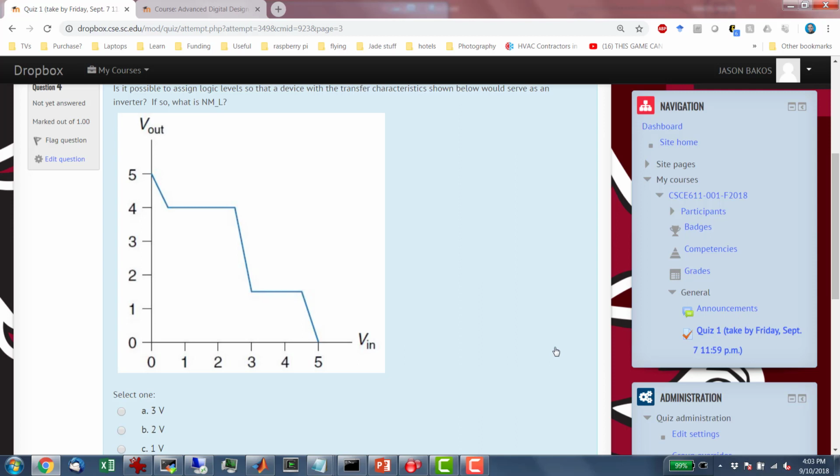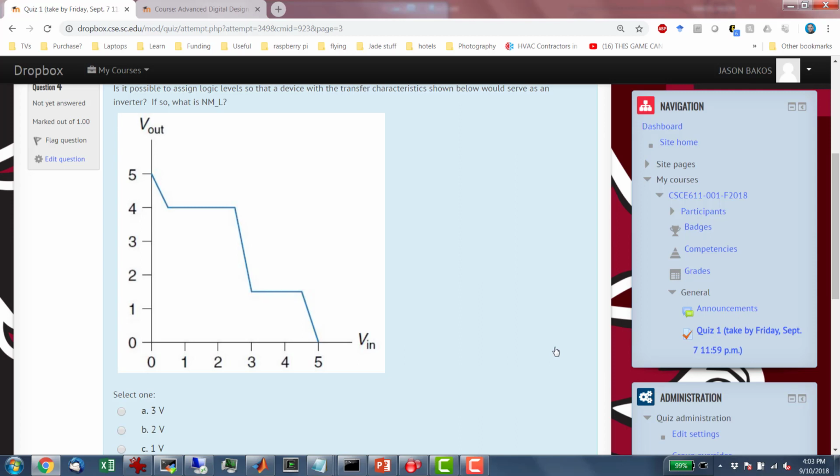Oh, no, sorry. I'm looking at high. Let me step back here a second. We're looking at low here, right? It's asking for the noise margin low. So a low input voltage is anything below 2.5, because that's where it spikes down. A low output voltage is 1.5, right? So 2.5 minus 1.5. So the noise margin is 1 volt.